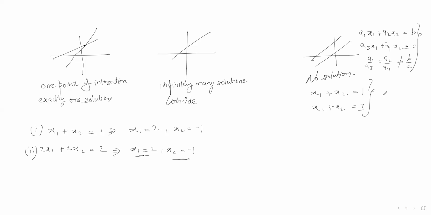And in the case of infinitely many solutions, as in the example I have considered here, if I compare this with the general equation, what can I write? I can write that A1 by A3 is equal to A2 by A4 is equal to B by C. All three ratios are equal. This means that this has infinitely many solutions. So this is how, just by looking at the equation, we can tell whether the equation will have a solution or will not have any solution.